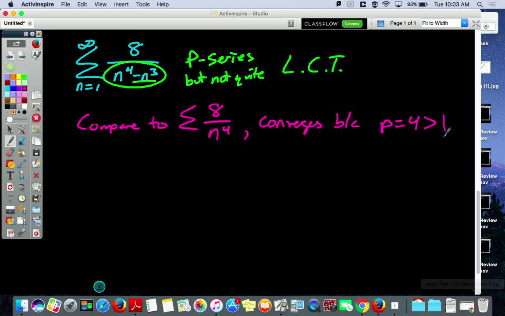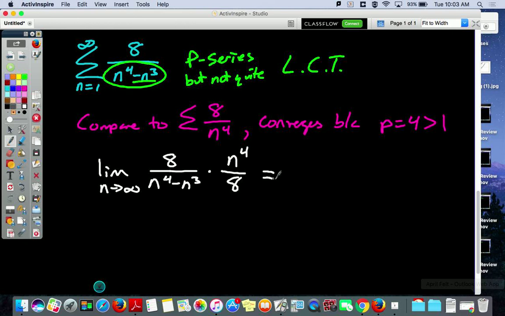Now using the limit comparison test, we're going to take the limit as n approaches infinity of our original, which is 8 over n to the 4th minus n cubed, and we're going to divide by our comparison. But when we divide, we're really just multiplying by the reciprocal. By doing this limit, we see we still have an n to the 4th and an n to the 4th. Technically we also have these 8's in, but those 8's are just going to cancel. This limit is equal to 1, which is not equal to 0 or infinity.